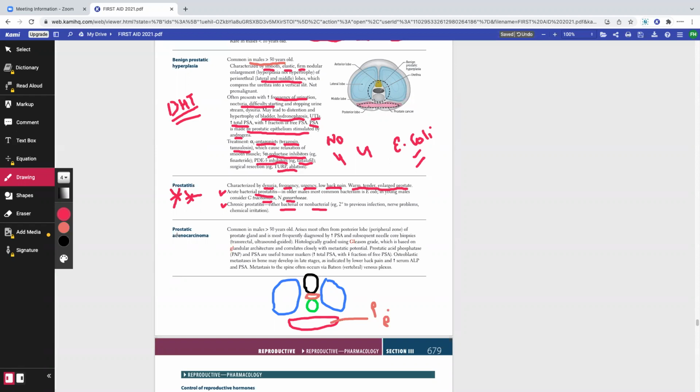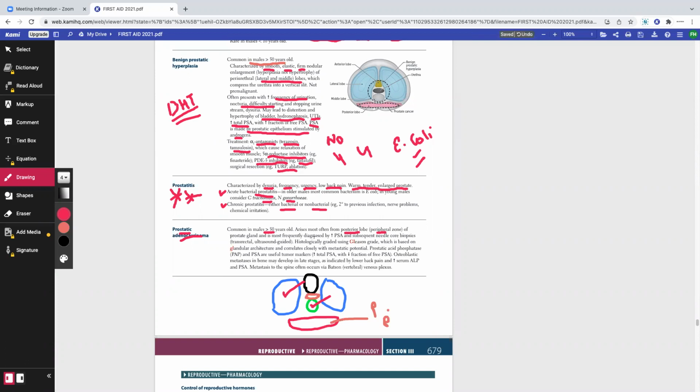Now, next one is prostatic adenocarcinoma, very common in males about 50 years, and a very prevalent cancer in the United States. They arise from the posterior lobe. And this is very important, this will be asked in your Step 1 exam: BPH arises from the lateral lobe and the middle lobe. Prostatic carcinoma arises from the posterior lobe, especially the peripheral zone of the posterior lobe, meaning the dotted line of the posterior zone is from where you will get the carcinoma.